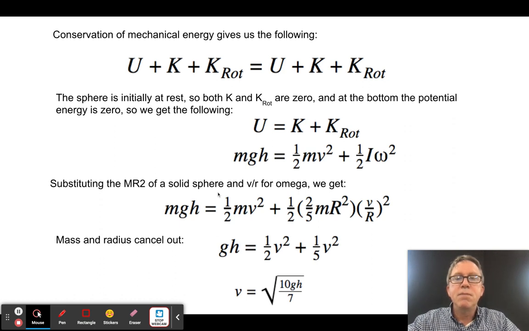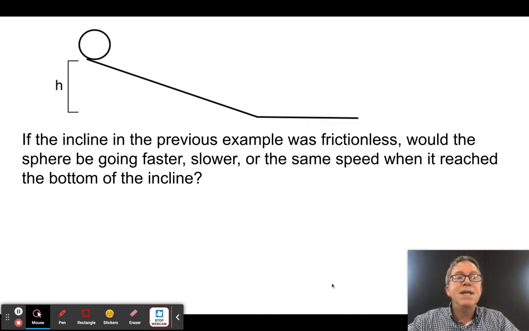Now, you don't have to memorize this, but a sphere has a certain I value that would be given to you on the test. For a solid sphere, it's 2/5 mr squared. So I'm simply going to substitute that in for I, and I'm going to use that standard trick we've been using, where, since omega times r equals v, that means that omega is v over r. So I'm going to substitute that in, square it. I end up getting rid of my m's, I get rid of my r's, and I get my v value is the square root of 10/7 gh, which, by the way, is less than what it would be if it was frictionless, because if it was frictionless, it wouldn't rotate.